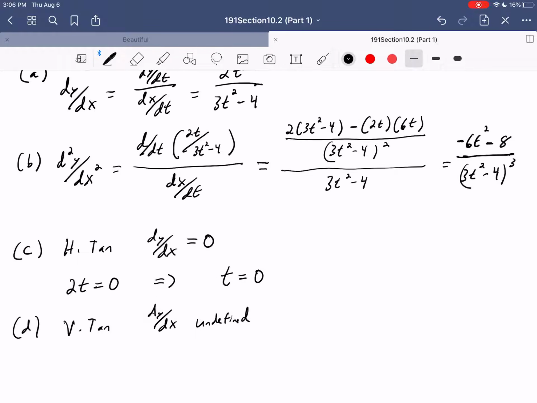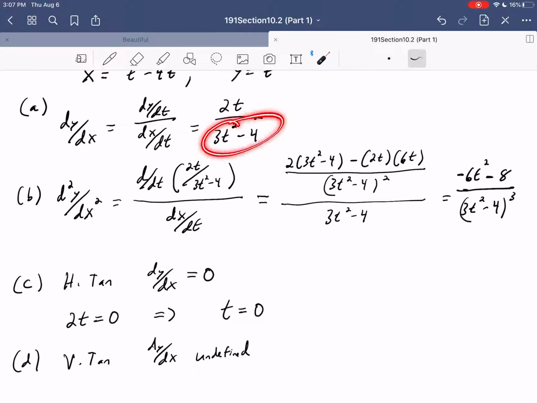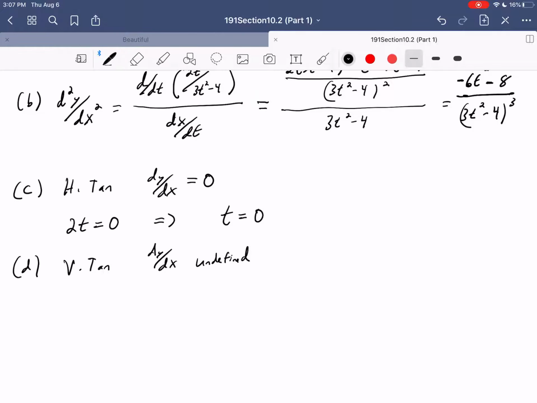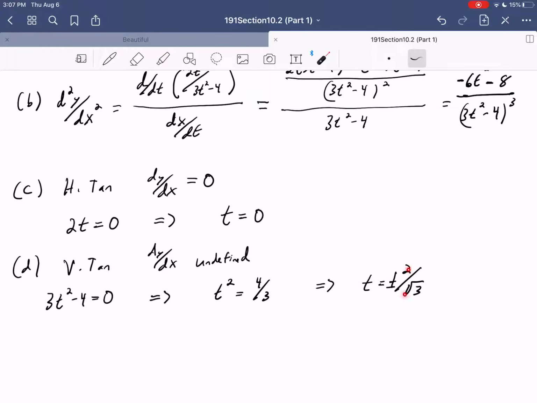For dy/dx to be undefined, we would have to have 3t squared minus 4 be 0. I'll divide by 0, so 3t squared minus 4 equals 0. That sounds like we'd get t squared is 4/3, which gives two somewhat messy values, 2 divided by root 3, plus or minus. So it looks like we get 2 divided by root 3 as our values where the derivative is going to be undefined. Okay, so there we go.